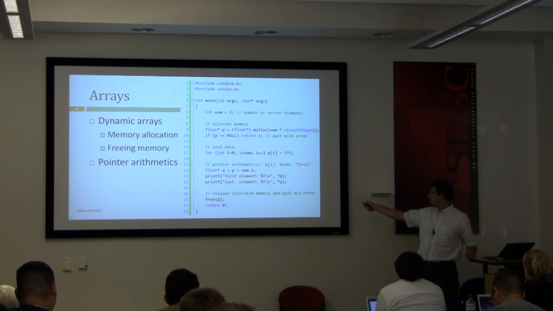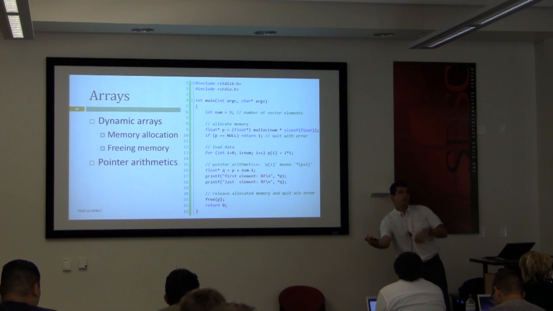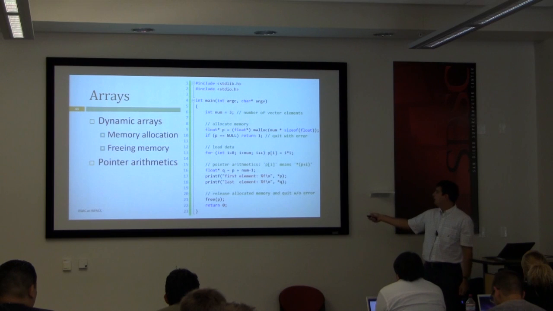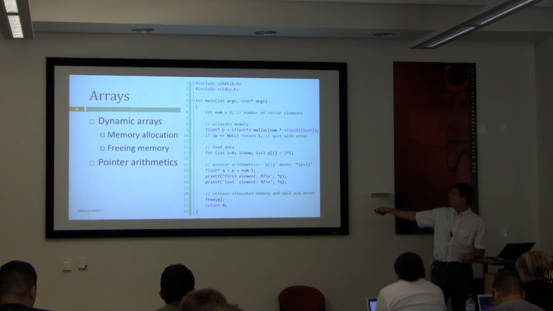So what happens is p plus i is again a pointer to the ith element, and the star is the value underneath that you can get. And if I do pointer plus num minus 1, since indexes start with 0, then this is going to be a new pointer that actually points to the last element. So star p is the first element of the vector or the array, and star q is the last element of the array. This is just very basic pointer arithmetic.